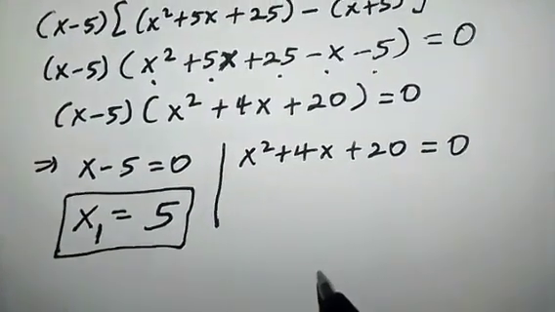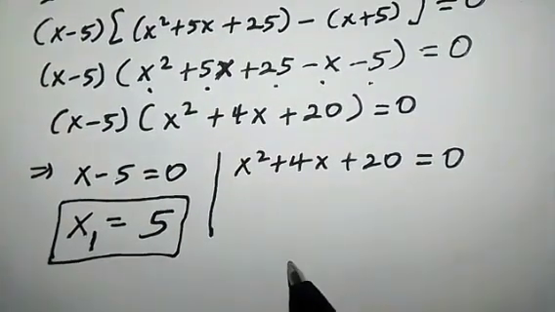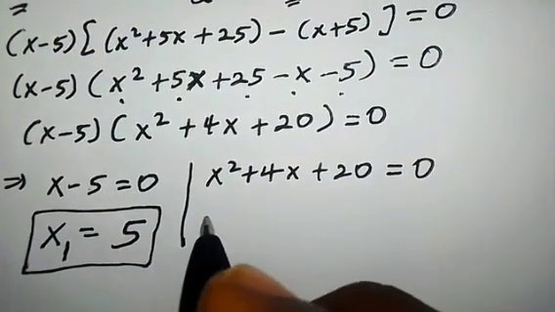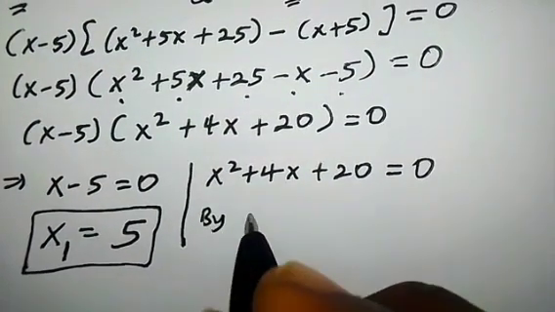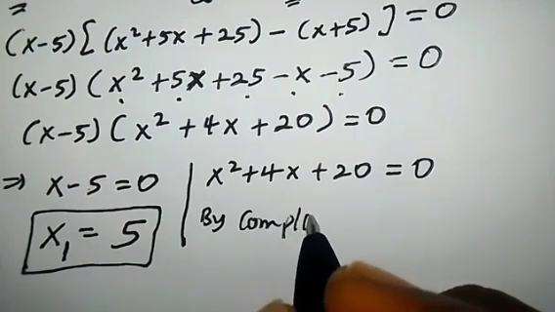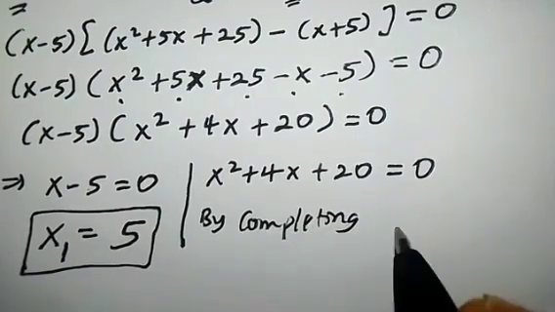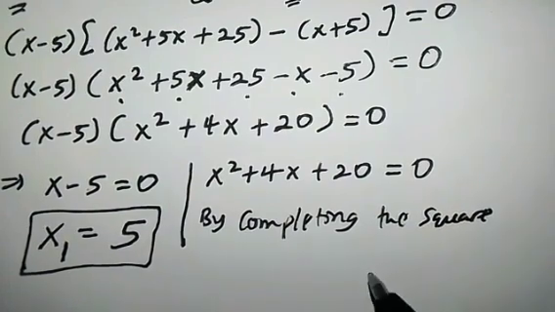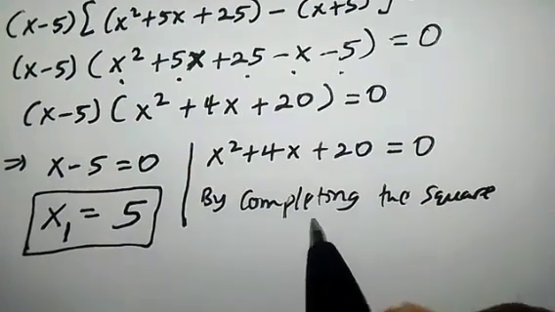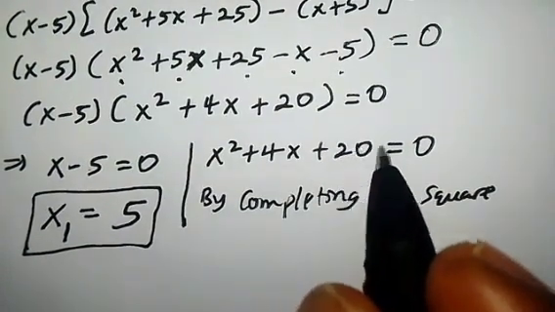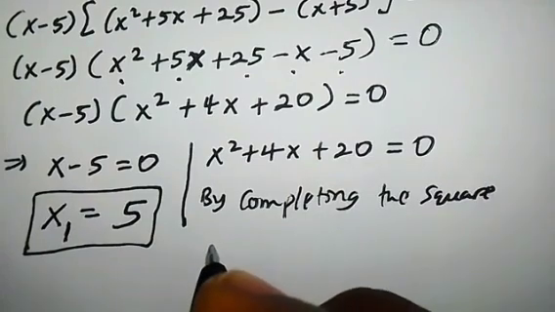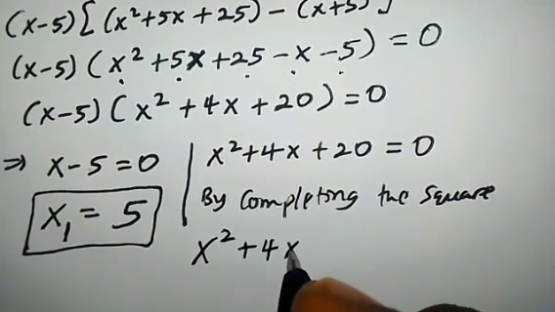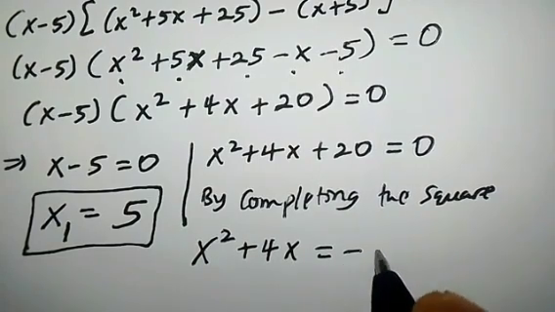Now, let us consider this quadratic equation. We can solve it using the completing the square method. The first thing we have to do is to transfer this constant to the right hand side. So that will be x squared plus 4x equal to minus 20.